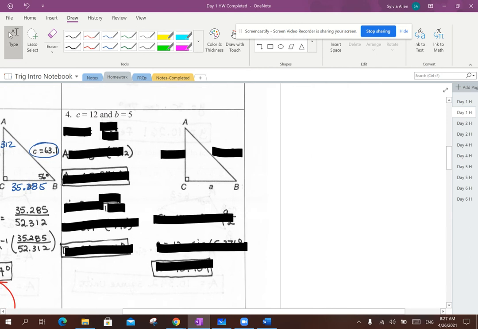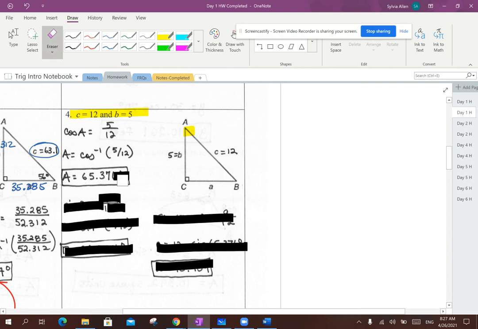All right, so number 4, we're going to go ahead and mark up the given information, and then I'm going to start with cosine of A, so that means 5 over 12. Solving for A is going to give me 65.376 degrees, all right?